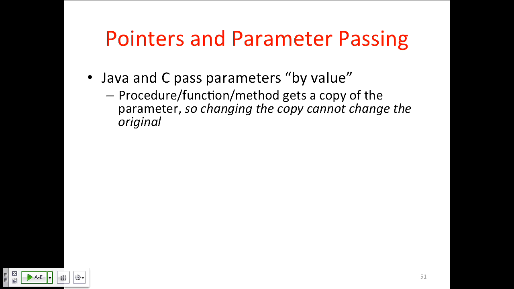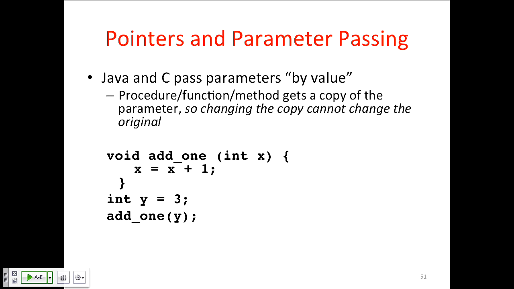Now, Java and C both pass parameters by value, which means that you take a copy of whatever you put in the arguments, and that's what's passed to the function. So changing the copy can't change the original. If you define a function like this, add1, notice it doesn't return anything, just x equals x plus 1. You allocate a variable y equals 3, you add 1 to it, y still remains equal to 3. Okay? So you didn't change it. Inside that function, you changed the copy of it that was passed in as an argument.